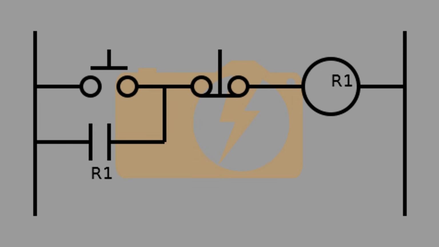The circuit pictured here is a basic latching circuit. It is very common in motor control and is an easy way to turn a momentary input into a maintaining input. When power is first applied, no current can pass through the circuit.